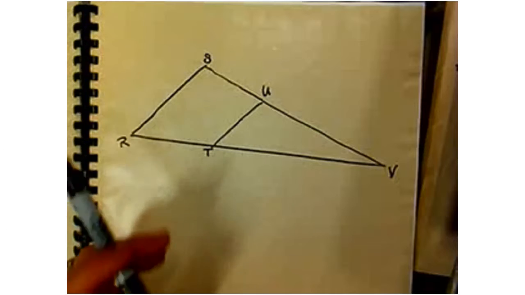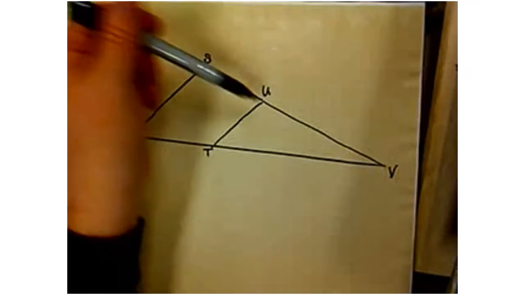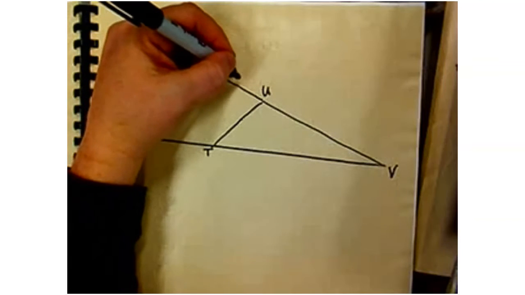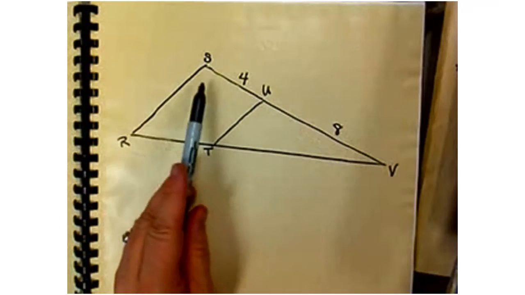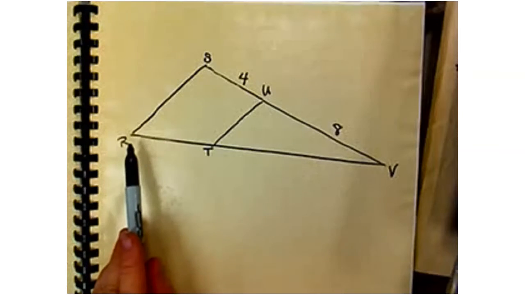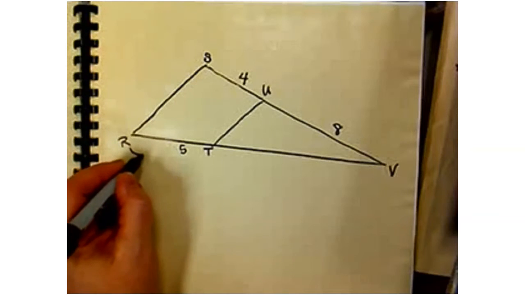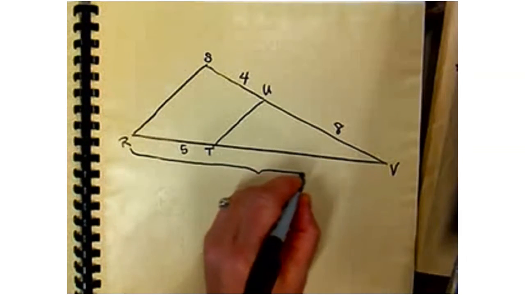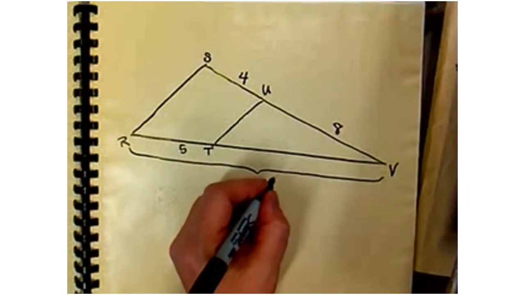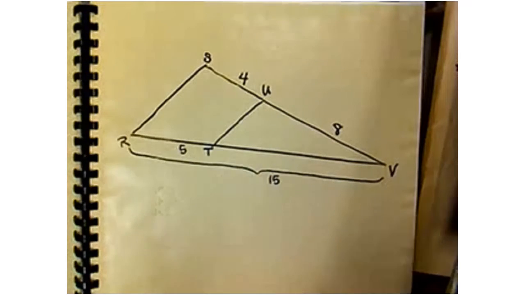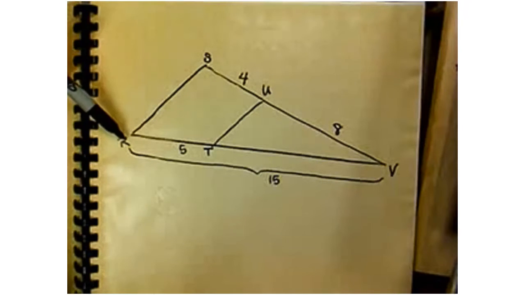They've given you some measurements. You go up to the top side, SV. It's split into two segments. SU is 4 units, and UV is 8 units. And then down at the bottom side, R to T, they are giving you that that's 5 units. And then they're sectioning off with a little brace curving all the way from R to V, and telling you that the entire R to V is 15. So we need to prove if TU is parallel to RS.